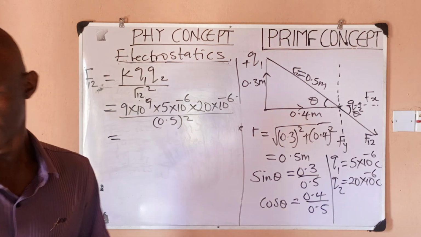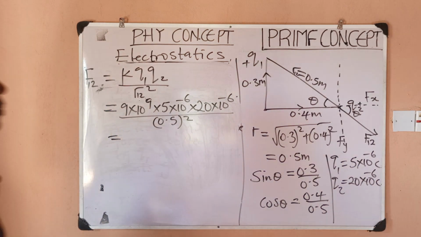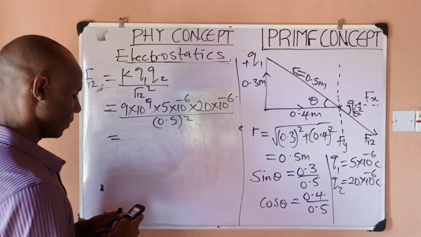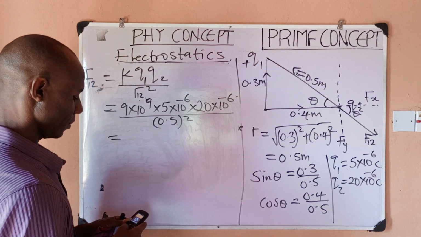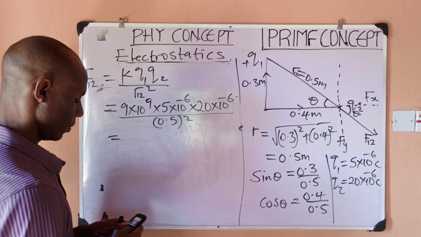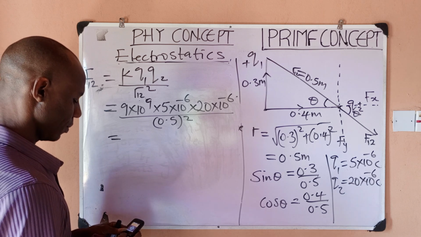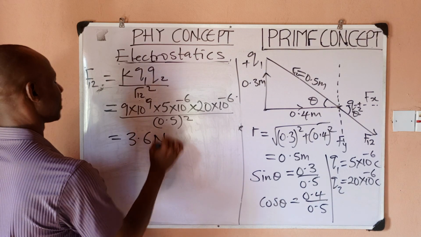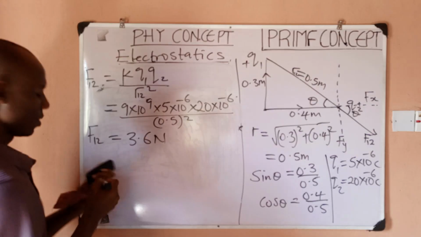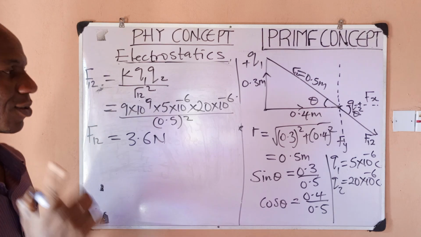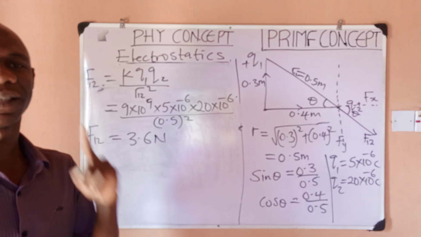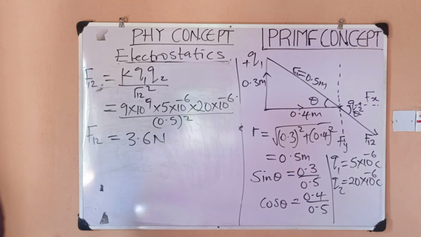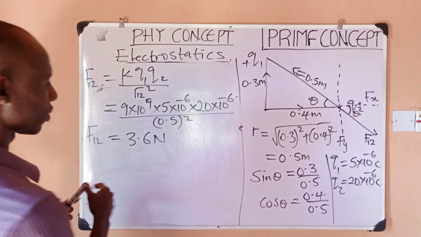If I punch this into my calculator, 9 by 100 divided by, so that is 3.6 Newton. So this is F12. But this is not your answer, take note. The question says find the force in the y direction and the force in the x direction, the y and x components. So I want to solve.